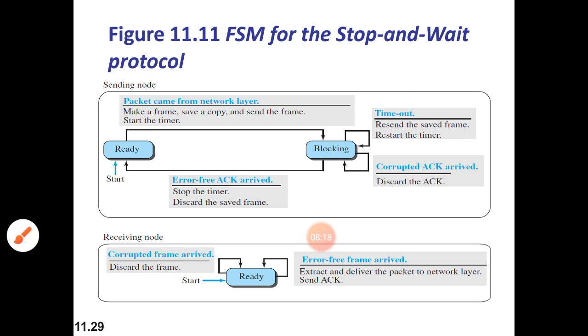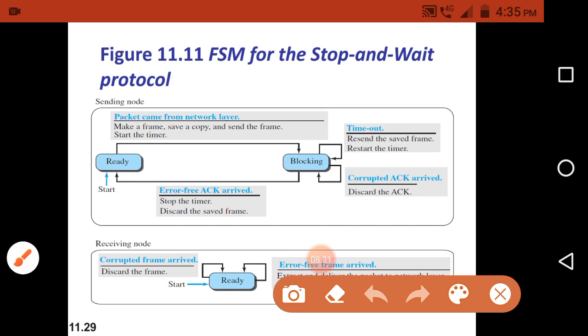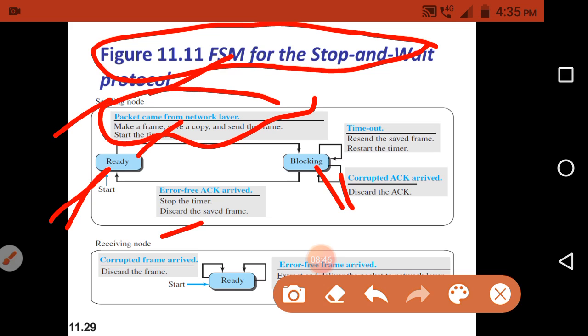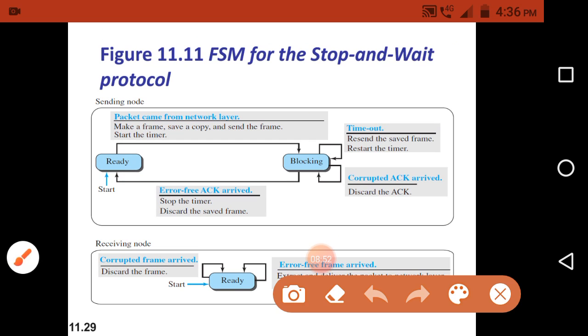Next we will move to the finite state model for both the sending node and the receiving node. Together we call that a finite state machine for the stop and wait protocol. First we will discuss the finite state machine for the sending node. Here there are two states in total: one is the ready state, another one is the blocking state. At the ready state there is one event: the packet came from the network layer, and the actions are make a frame, save the copy, send the frame and start the timer. After performing these actions, it will move to the blocking state.